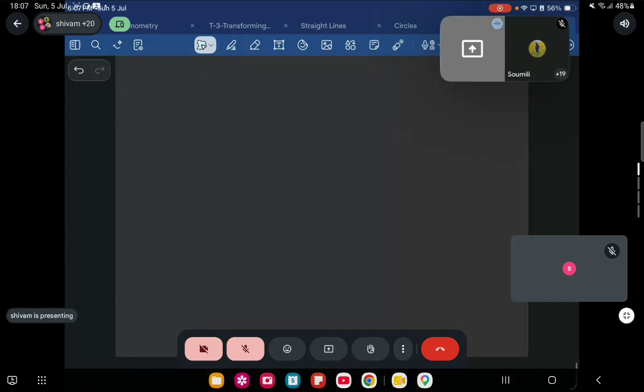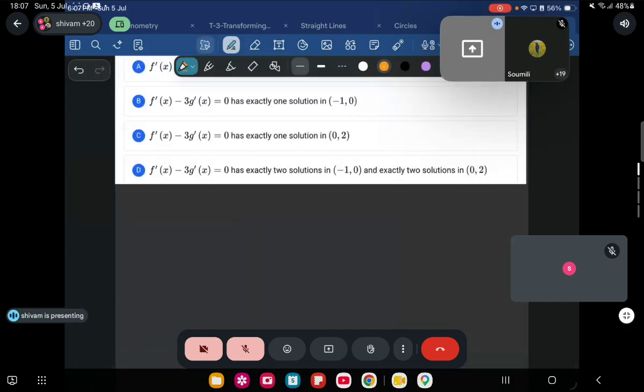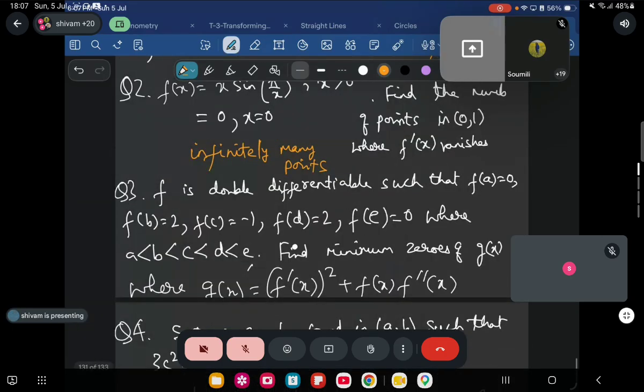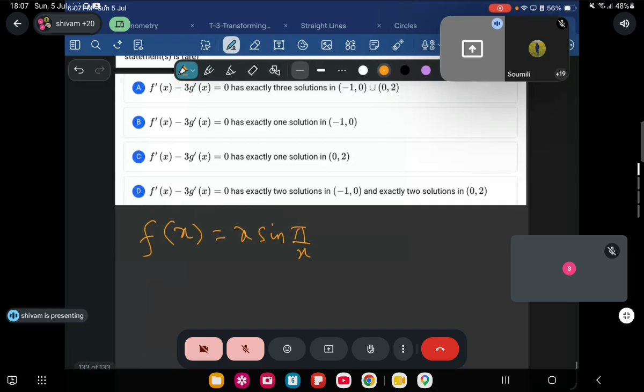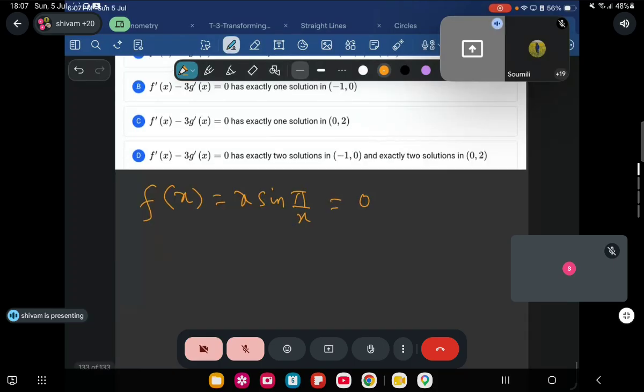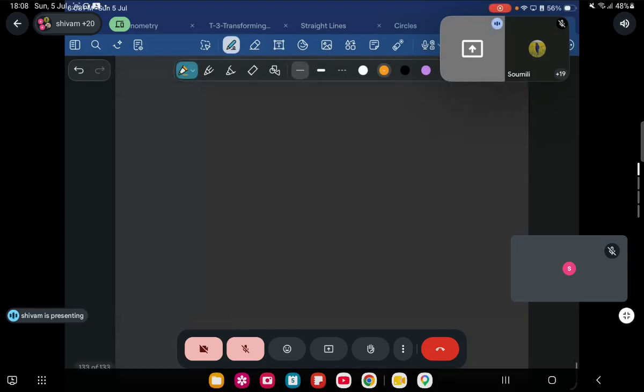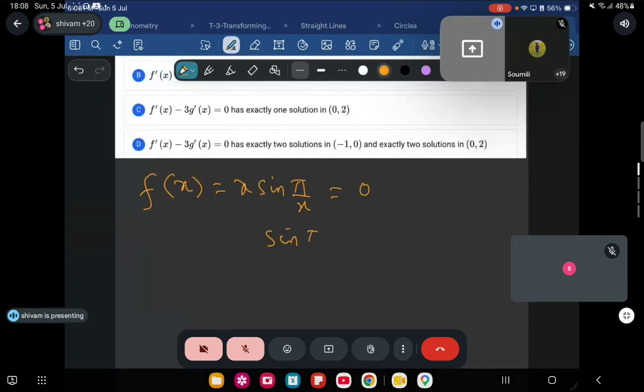Okay, so pay attention. First of all, f of x equal to x sin pi by x. Let us find out at how many points it is equal to 0. If you put x sin pi by x equal to 0, what are we getting? Either x is equal to 0, but over here the branch is x greater than 0, so x cannot be equal to 0, right? So sin pi by x has to be equal to 0.